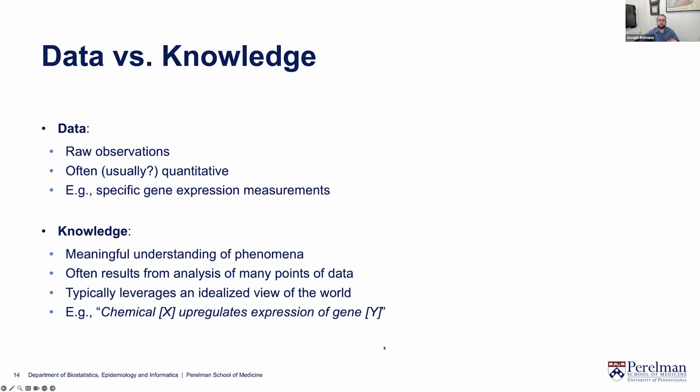Knowledge, on the other hand, is a meaningful understanding of phenomena in the world around you. And knowledge is something that results from repeated analysis of many points of data. And it's something that usually happens via some sort of scientific or expert consensus after analyzing it. Typically, knowledge leverages an idealized view of the world. So an example of knowledge that is analogous to my data example would be this chemical X tends to upregulate, in general, expression of gene Y in human cells. That's something that we would determine after analyzing many pieces of data.